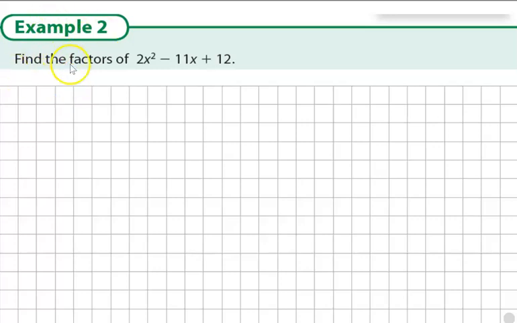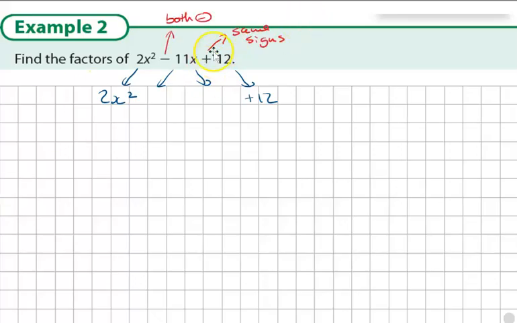Example 2. Find the factors of 2x squared minus 11x plus 12. So this is another way to say factorize. So I bring down my 4 arrows, and I've got 2x squared and plus 12. This plus tells me the signs are the same. This minus tells me they're both minus. So minus something x minus something x.